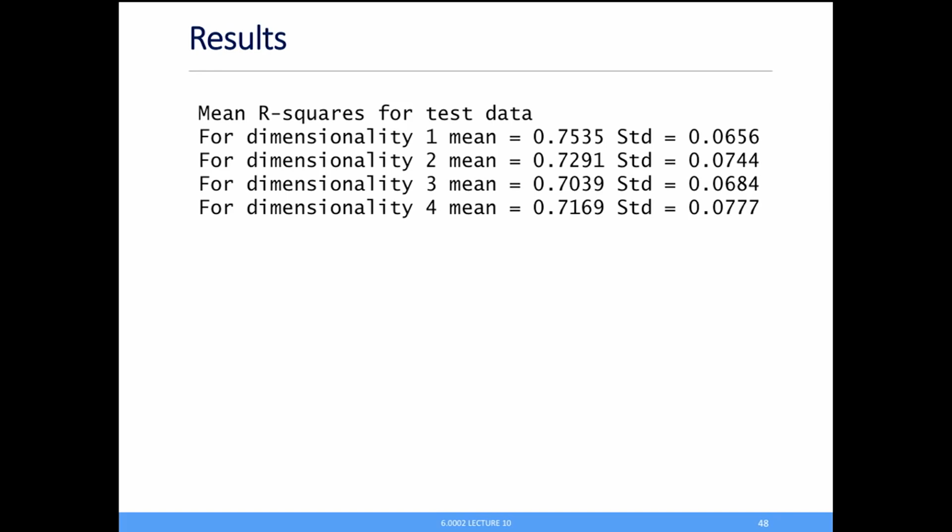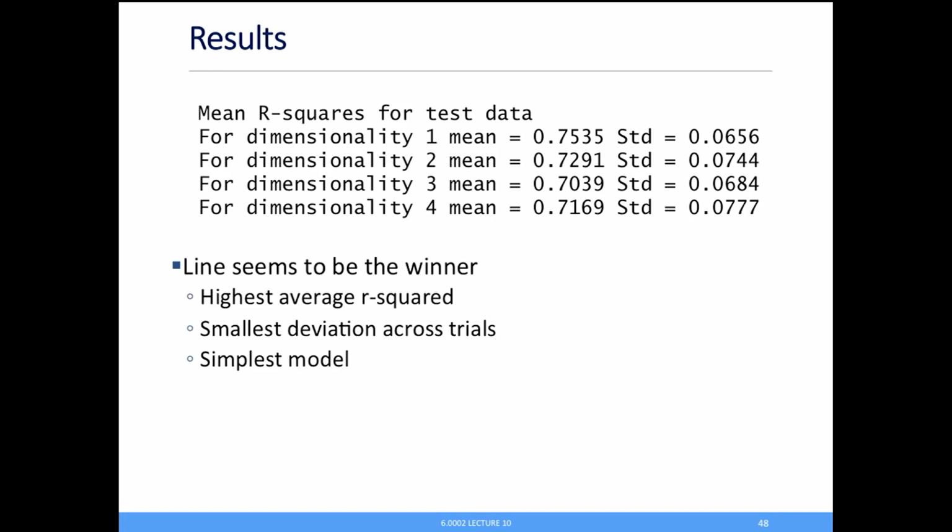What can I conclude from this? Well, I would argue that the linear fit's probably the winner here. It goes back to Einstein. I want the simplest possible model that accounts for it. And you can see it's got the highest r-squared value, which is already a good sign. It's got the smallest deviation across the trials, which says it's probably a pretty good fit. And it's the simplest model. So linear sounds like a pretty good fit.